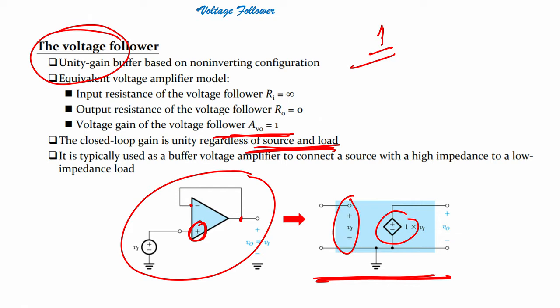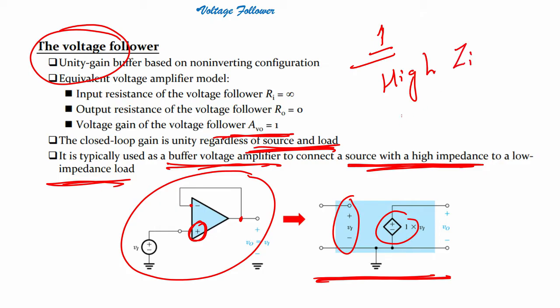It is also used as a buffer voltage amplifier to connect a source with high input impedance to a low input impedance load. Why? Because the unity gain amplifier has a high input impedance and a low output impedance.